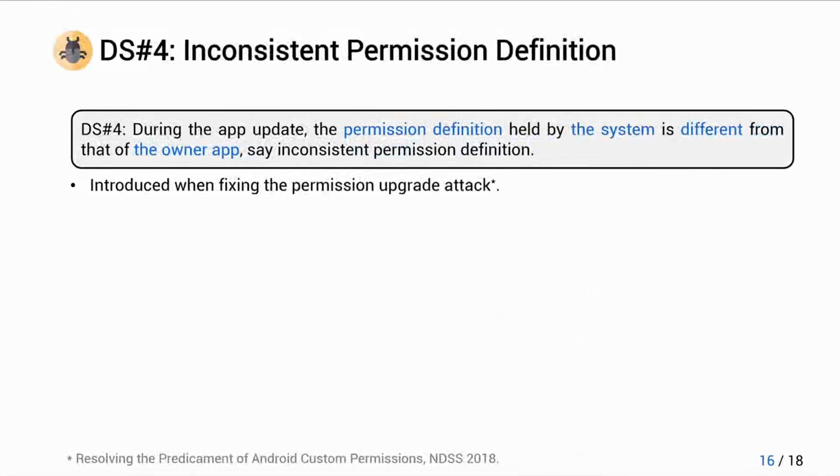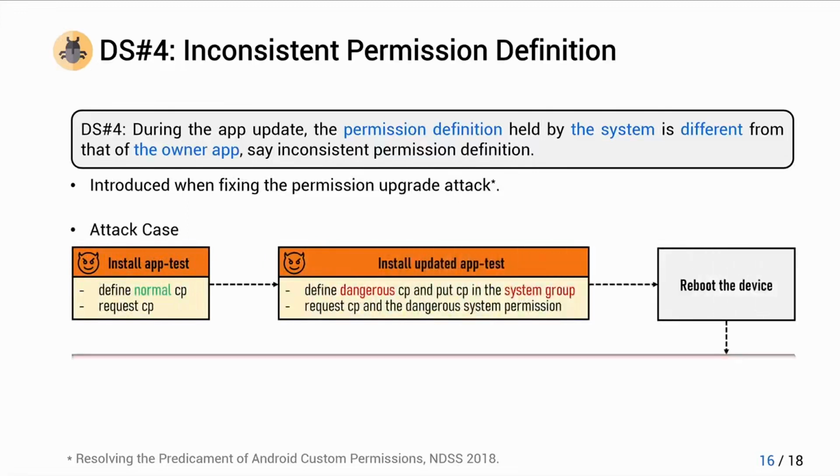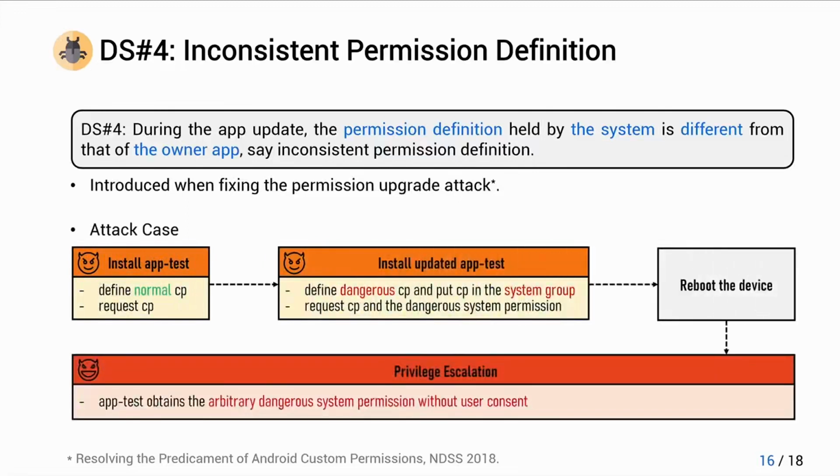Shortcoming number 4 is inconsistent permission definition. We said that during the app update, the permission definition held by the system is different from that of the owner app. This shortcoming is introduced when Google fixed the permission upgrade tag mentioned before. Yes, again, fix one issue and introduce a new one. Google is always careless. Exploiting this shortcoming through app installation and device reboot operations, an adversary can get an arbitrary dangerous system permission without user consent.